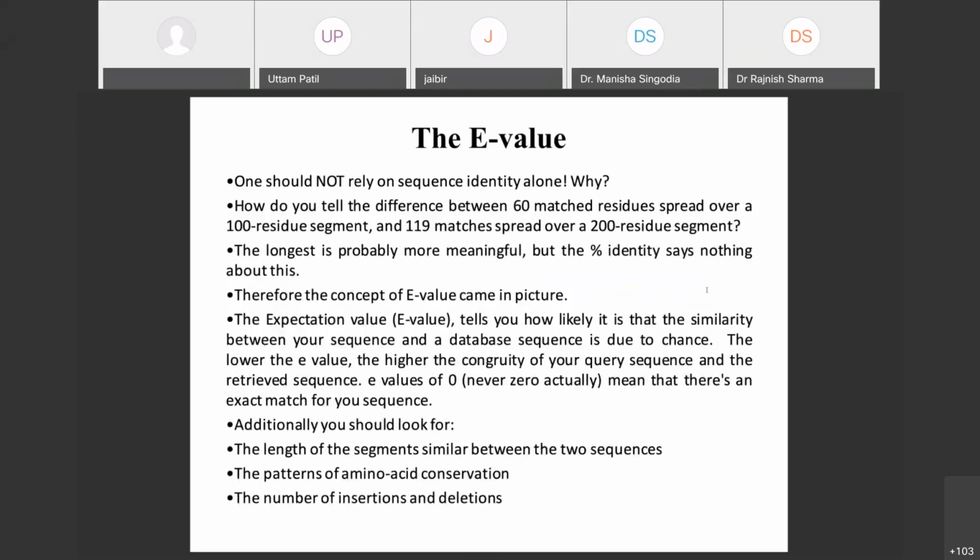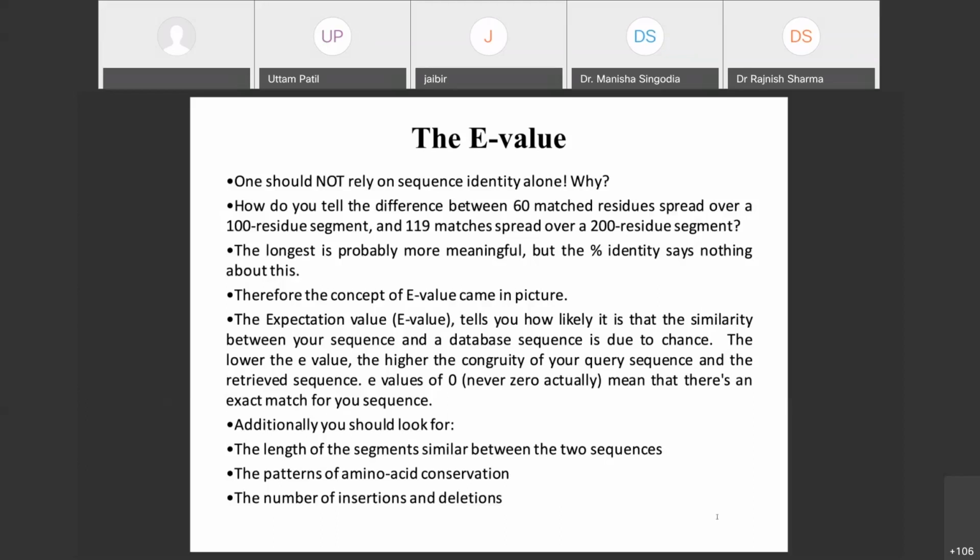Now coming on to another very important concept, which is called the e-value. So what is e-value? We must have heard about this. One should not rely on sequence identity alone. Why? You just have to look into this.